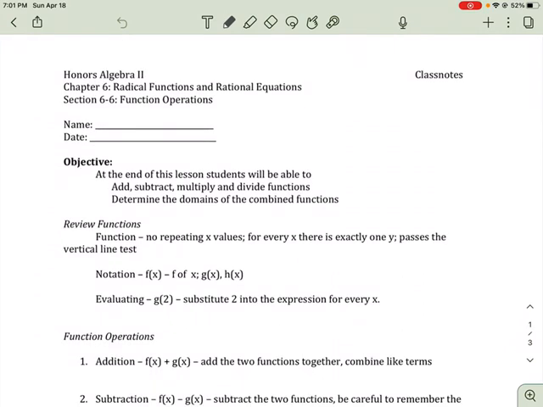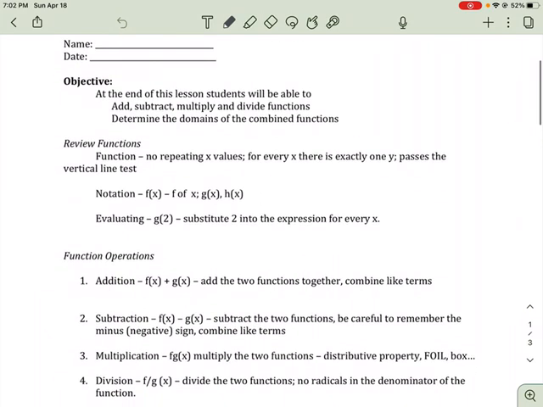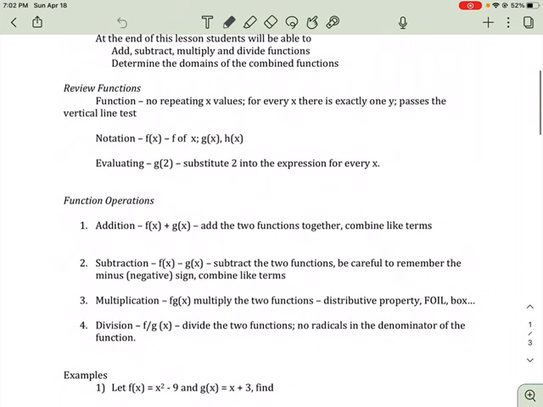So remember, a function is something that passes the vertical line test graphically. Every x has exactly one y. All the x's are different if we list them as an ordered pair. So it's a special set of ordered pairs in which every x is different. There's notation. We call it f of x. And there's also g of x and h of x. It's the name of the function. And when we evaluate g of 2, for example, that means substituting 2 into the expression everywhere you see an x. We spent some time talking about functions, but we're going to be spending a lot more time talking about it.